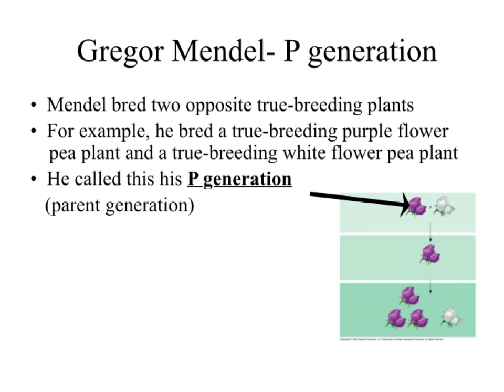So if he took two opposite true breeding plants, in this sample we're looking at flower color. If he had a purple flower plant and a white flower plant, and he crossed them together, he wanted to see what would happen. So he had a true breeding purple, which only produced purple flowers, and a true breeding white, which only produced white flowers. Okay? He called the original parents the P generation. So we can say the P stood for parent.